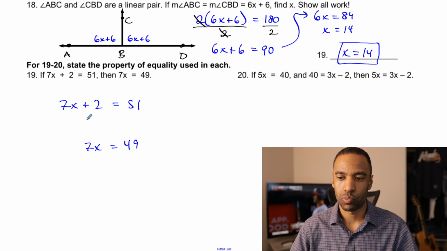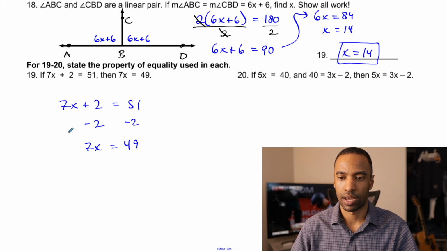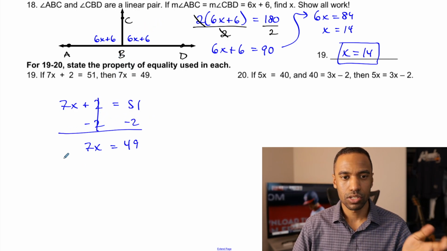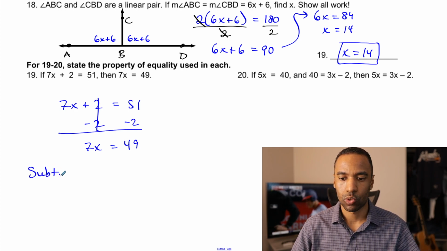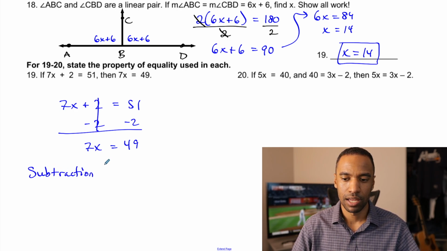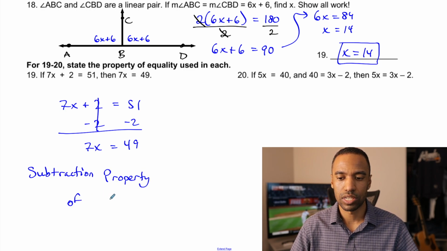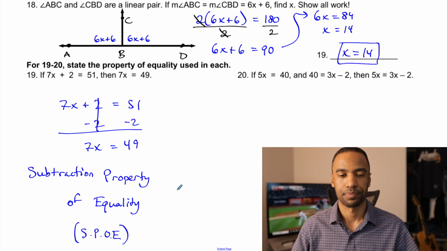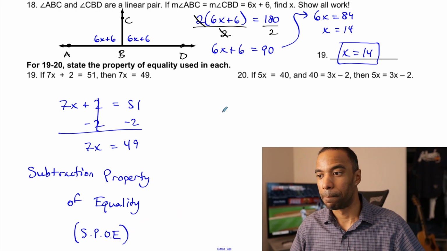Well, what happened is we subtracted 2 from both sides, right? And we do it from both sides to keep balance in this thing. This is otherwise known as the subtraction property of equality. That's what that thing's called right there. When you do the same thing to both sides, it's of equality, and that's what maintains balance. Also called SPOE. All right, that's 19. That's it.